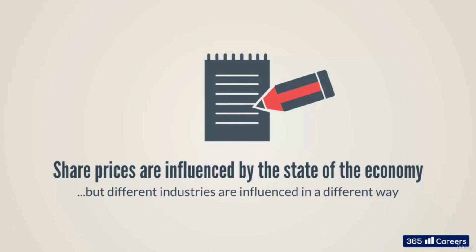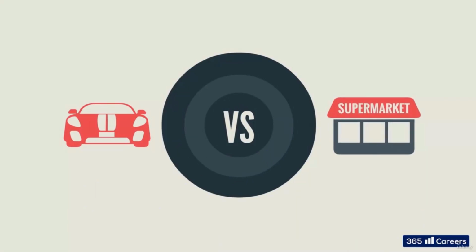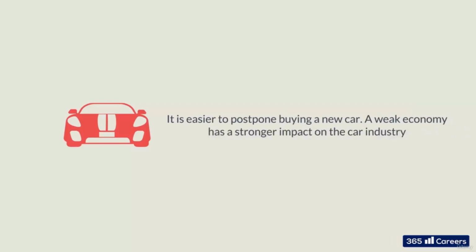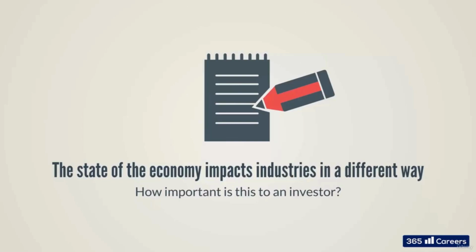However, different industries are influenced in a different way, and that would be a correct observation. Who do you think will suffer more at a time of crisis? Car makers or supermarket chains? Of course, car makers. People can't stop buying food and groceries, but they can easily postpone buying a new car and continue driving an old vehicle. Therefore, the state of the economy impacts different industries in a different way.